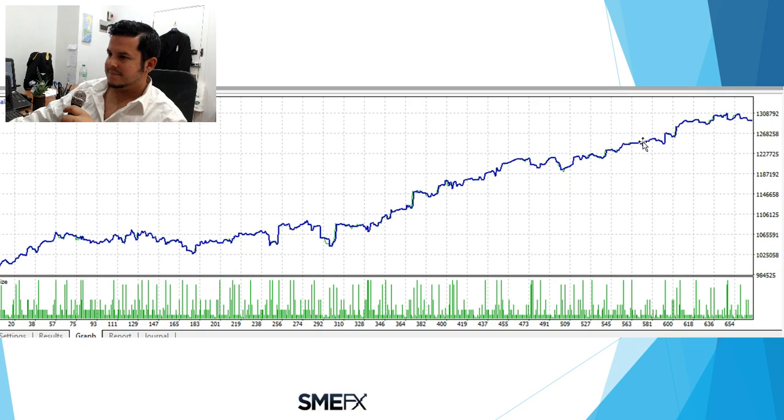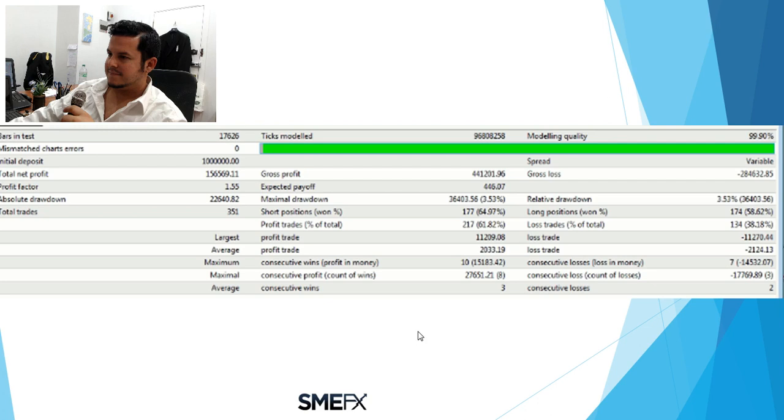How does this look in numbers? 61.82% profit trades, so win-loss ratio. Look at this: average profit 2.2k and average loss 2.1k. This is amazing. Okay, that's what you want. Largest profit 11.2k, largest loss 11.2k. You understand what I mean? Drawdown 3.53% versus 156.5k in profit. 446 expected payoff. That's a money machine. That's what most people would call a money tree.